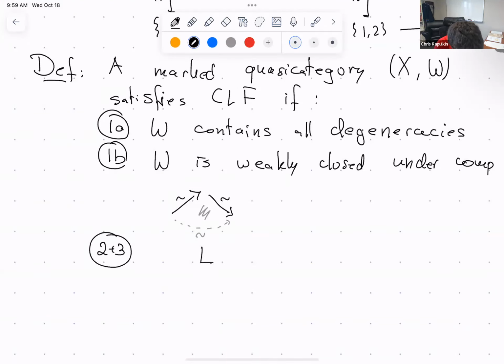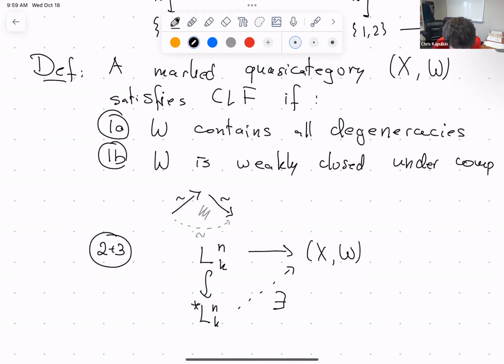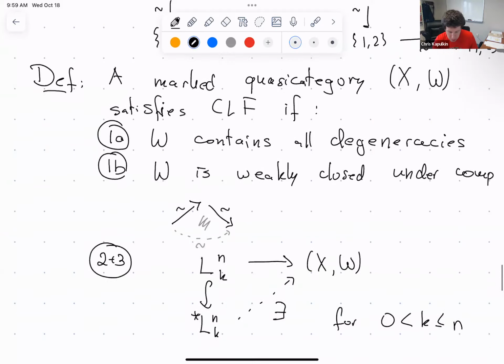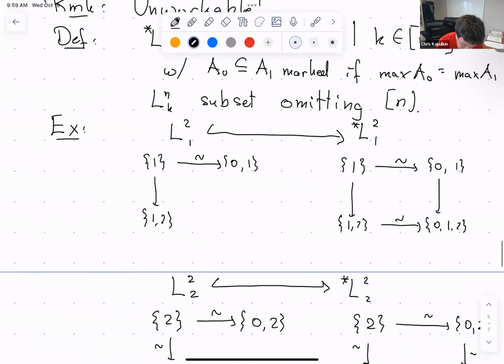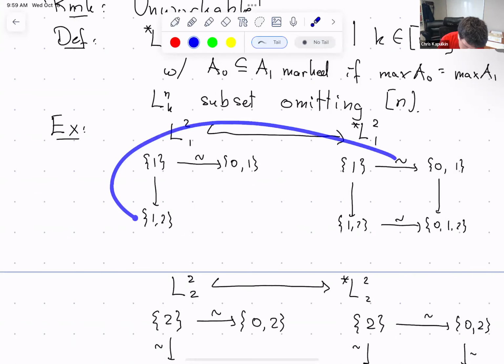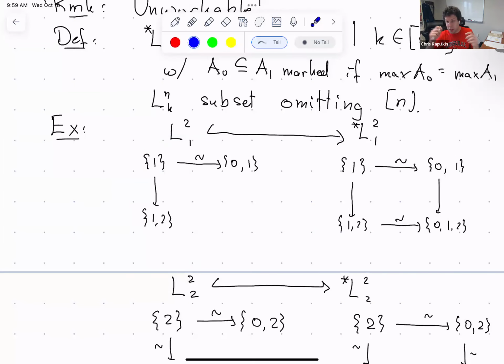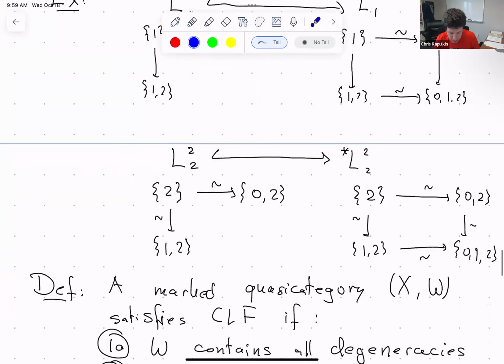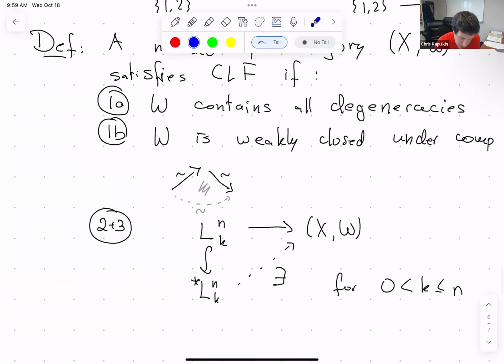So I'm going to have fillers for L and K into L and K star, like so, going into XW. So I'm going to require that this exists for 0 less than k less than or equal to n. And so when you look at the drawings that we did here, you can see, for instance, condition 2, completing the square with swapping the weak equivalences and so on, is exactly encoded in this diagram.